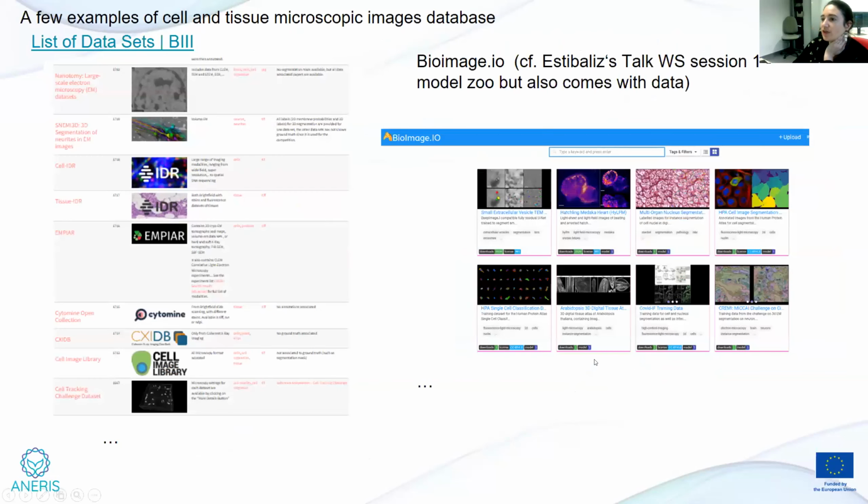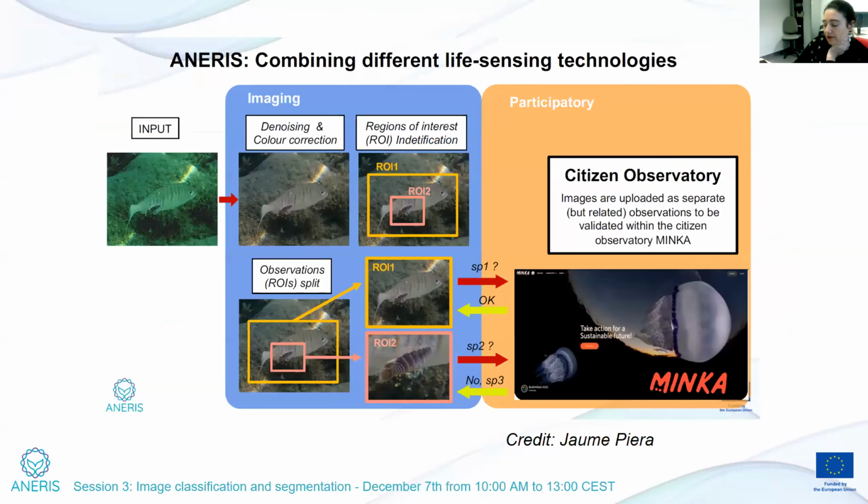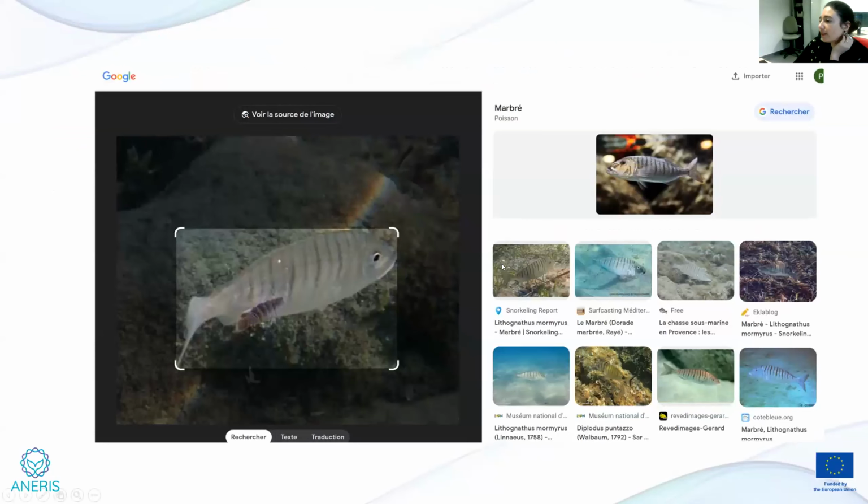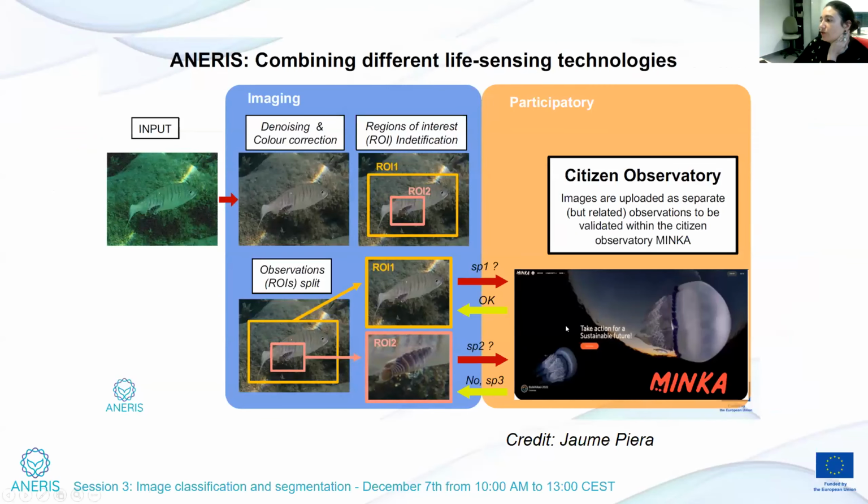I just want to mention that there are also plenty of databases available, with contours, in the biological microscopic domain. So there is a list of these data sets that you can find with some references. And here, what I wanted to mention is how can you make sure, and maybe get input from people?